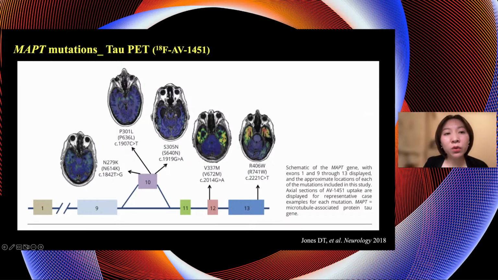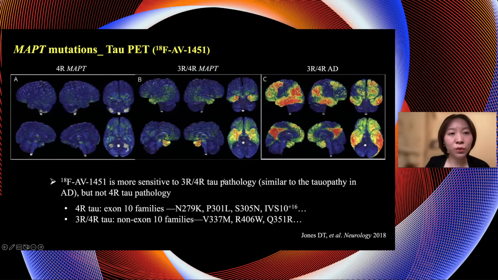That means that the tracer we used, 1451, is more specific to the mixed 3R and 4R tau. For those pure 4R, it is maybe not so specific and off target. And this is also pure 4R MAPT: we cannot see any tau shown by the AV1451. The mixed 3R and 4R tau we see here, and this is more like what we saw in Alzheimer's disease, where the tau is 3R and 4R.